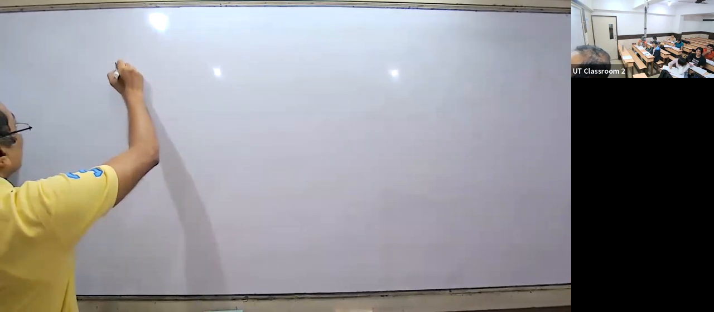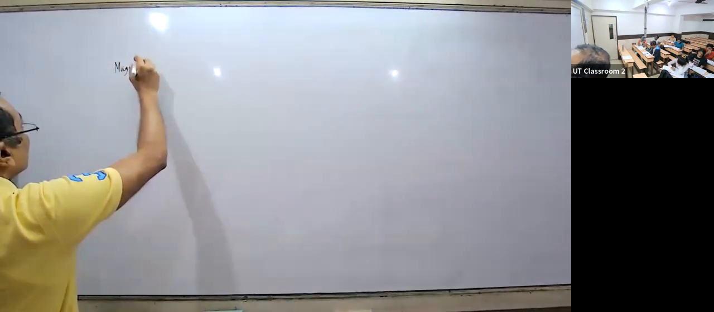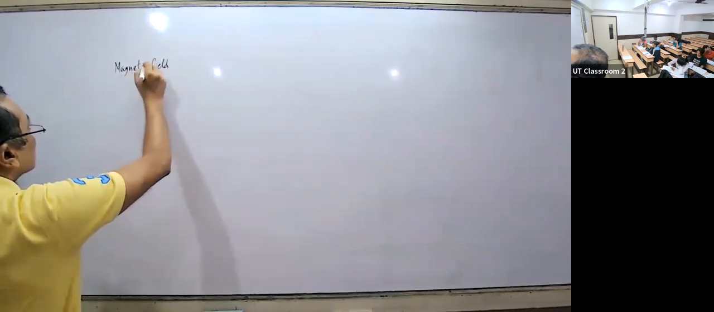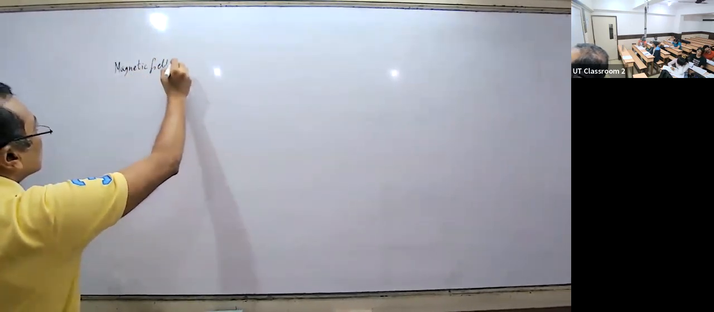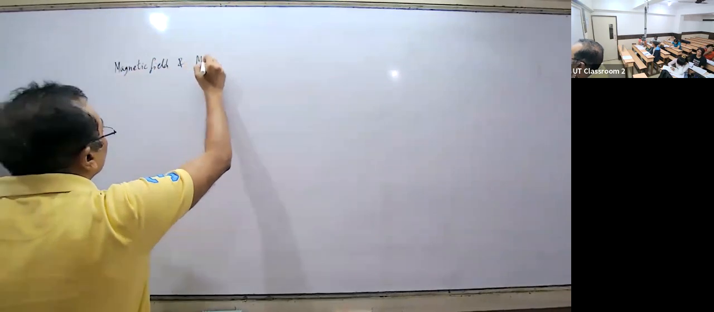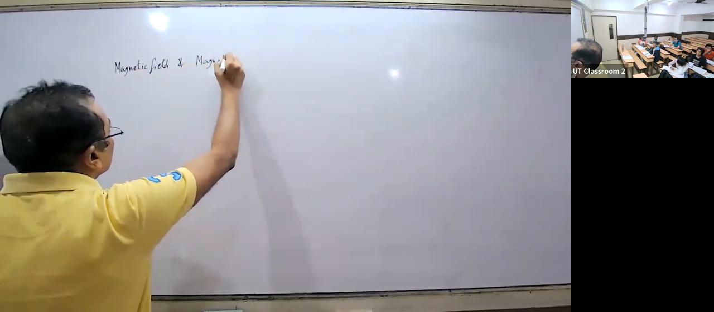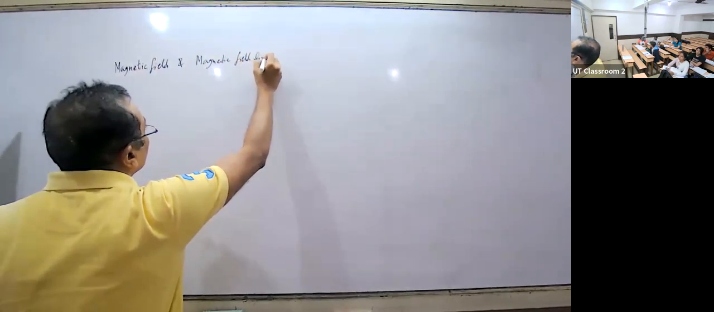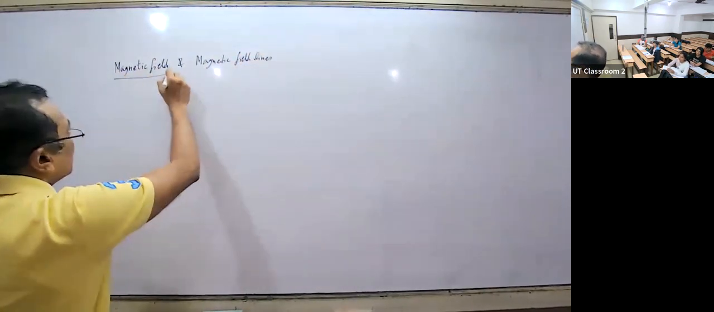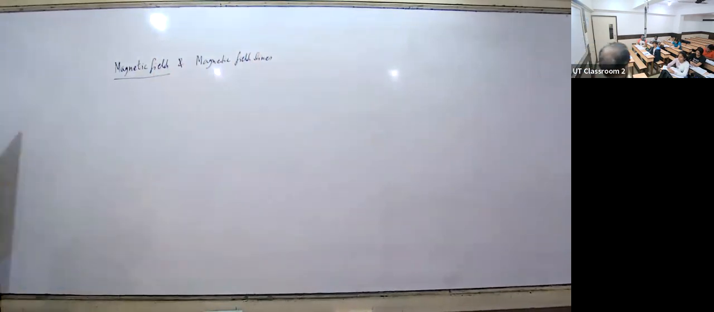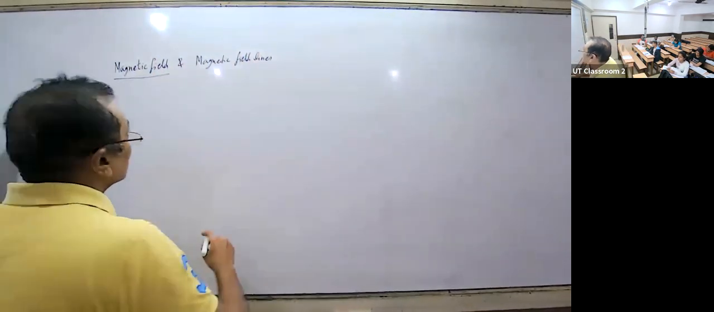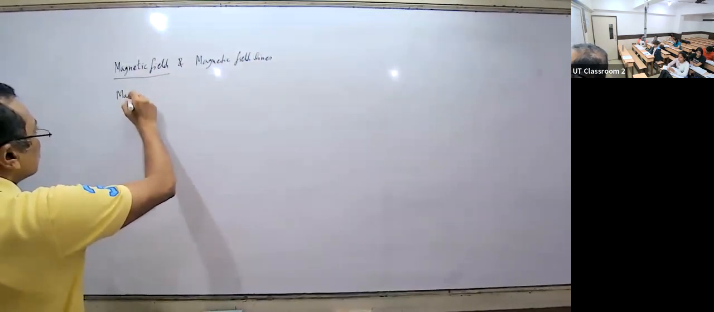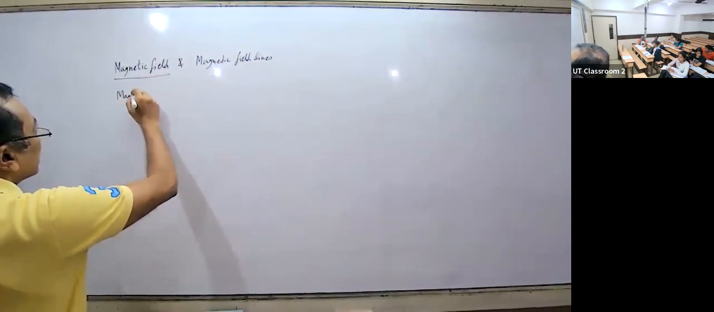So are you clear with what is magnetic field and what is magnetic field lines? First, you should understand this. Magnetic field, I already told you what it is, right? What is magnetic field lines? The magnetic field lines are visual representation of magnetic field.